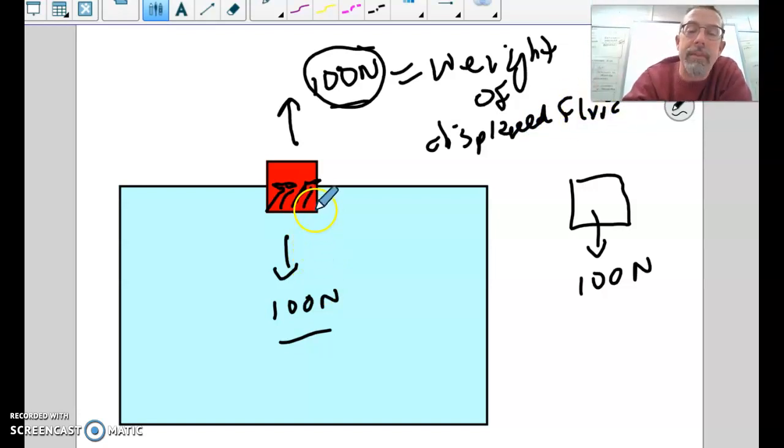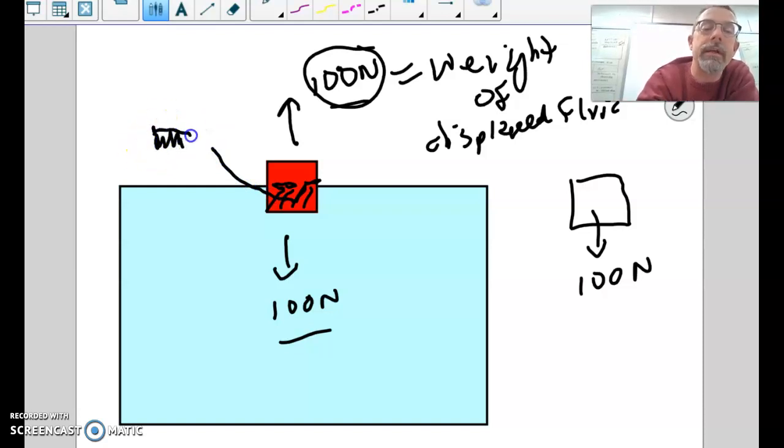So here's what we've got. That means that this amount right there, that crosshatch of water that's been pushed out of the way, the weight of that would equal 100 newtons, because that is my buoyant force. The weight of this water that's been pushed out of the way equals 100 newtons.